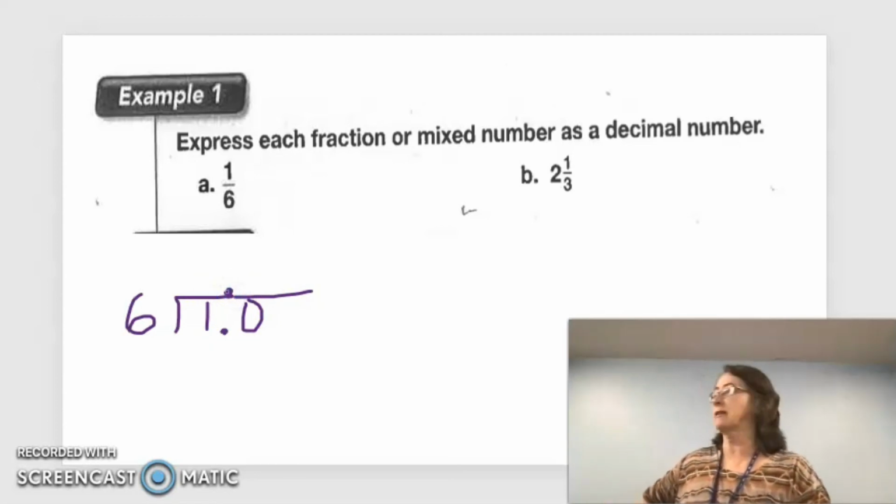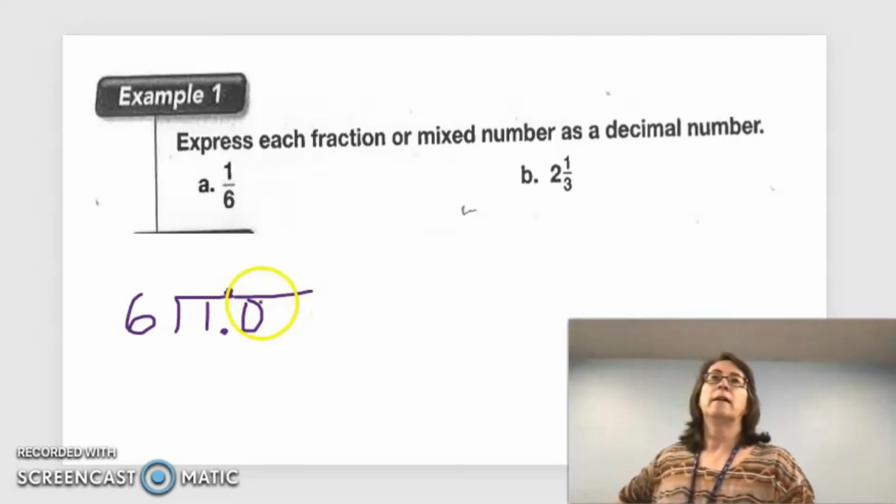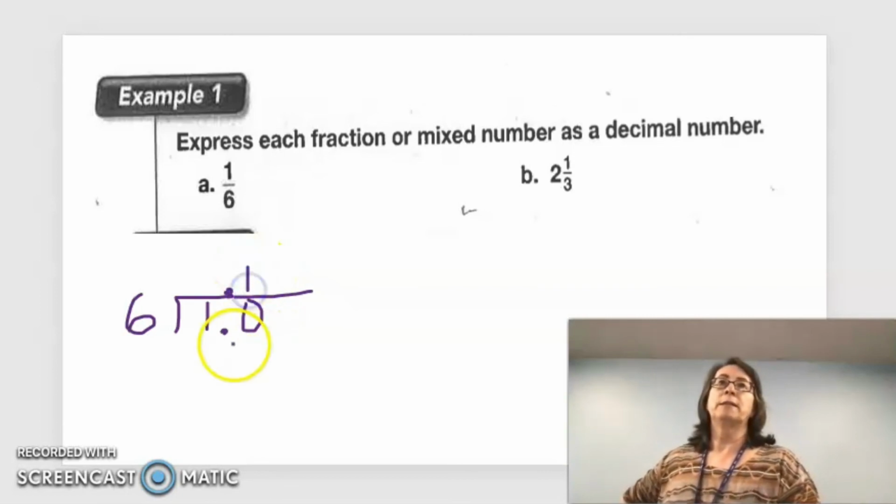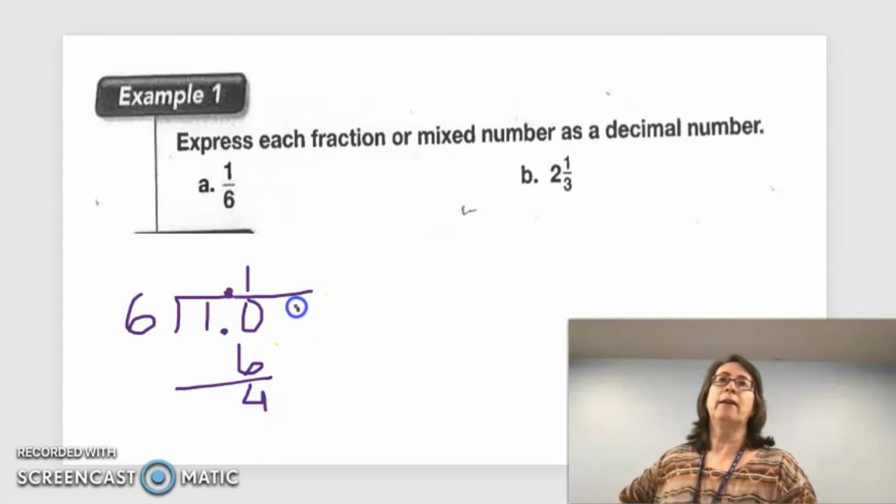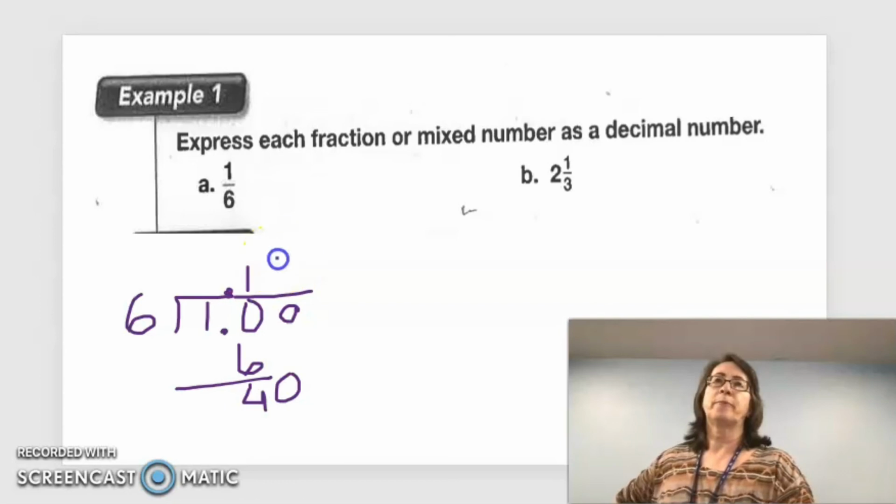Okay, how many times will 6 go into 10? 1. So 1 times 6 is 6. And then I get a result of what? 4. And then I'm going to bring down, I can just keep on adding zeros, can't I? I'm going to bring down a 0, and 6 goes into 40 how many times? 6, thank you. Okay, 6 times 6 is? 36. Very good. Okay, so now we're going to do what? Subtract and get a 4.